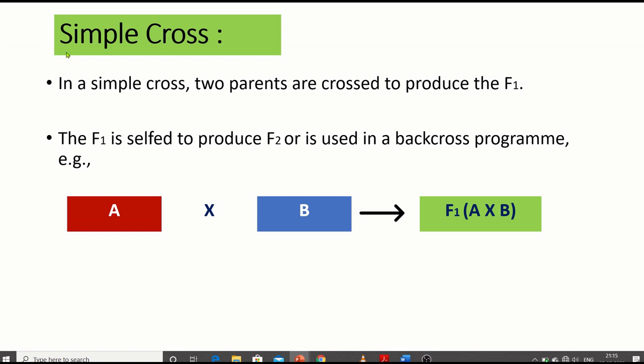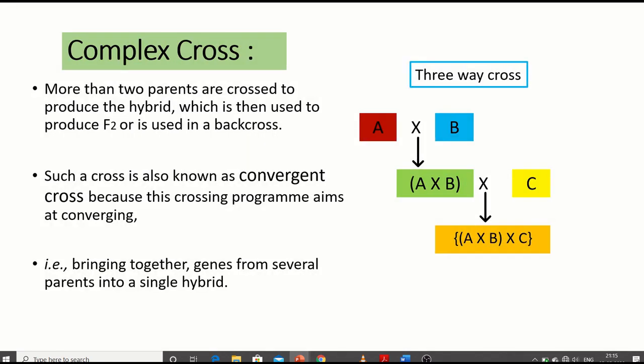Coming to the complexity of the parents used, the crossing or hybridization can be classified into simple, which uses two parents forming an F1. So this is the simplest form, and the complex cross. In a complex cross there are more forms. There is flexibility and you can use many parents, according to the convenience and the need of the plant breeder.